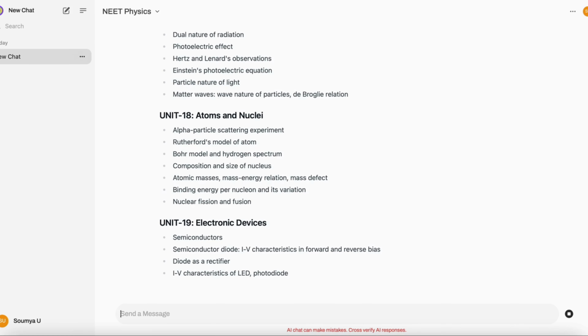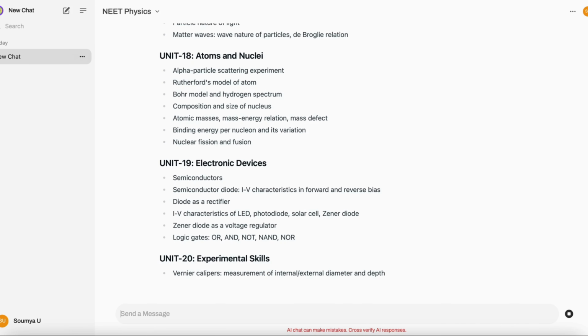Unit 19, Electronic devices. Semiconductors, semiconductor diode, I-V characteristics in forward and reverse bias, diode as a rectifier, I-V characteristics of LED, photodiode, solar cell, Zener diode as a voltage regulator, logic gates: OR, AND, NOT, NAND, NOR.